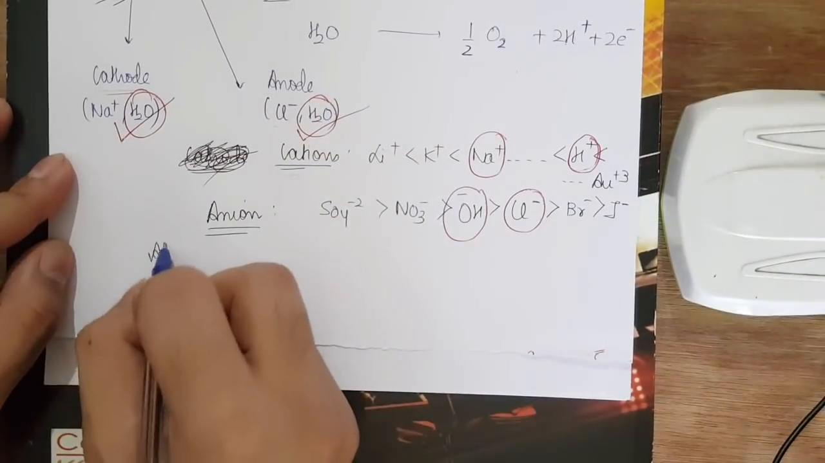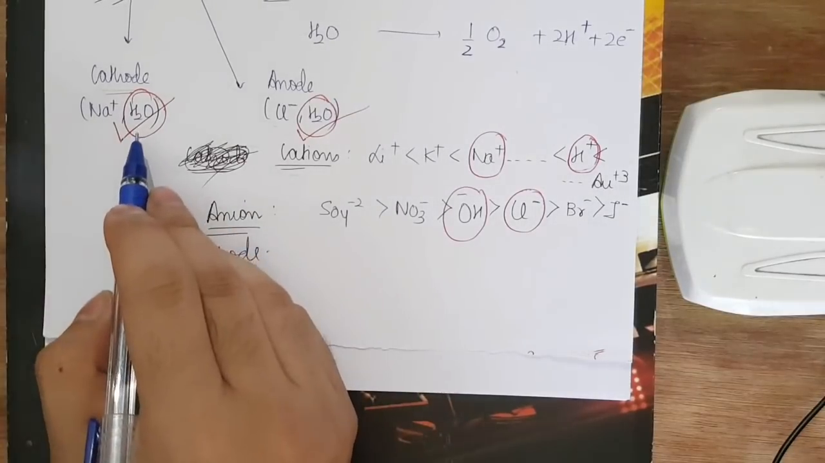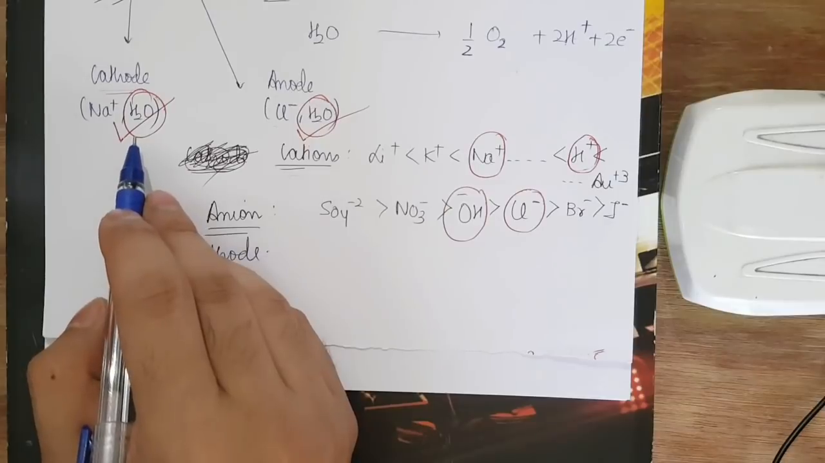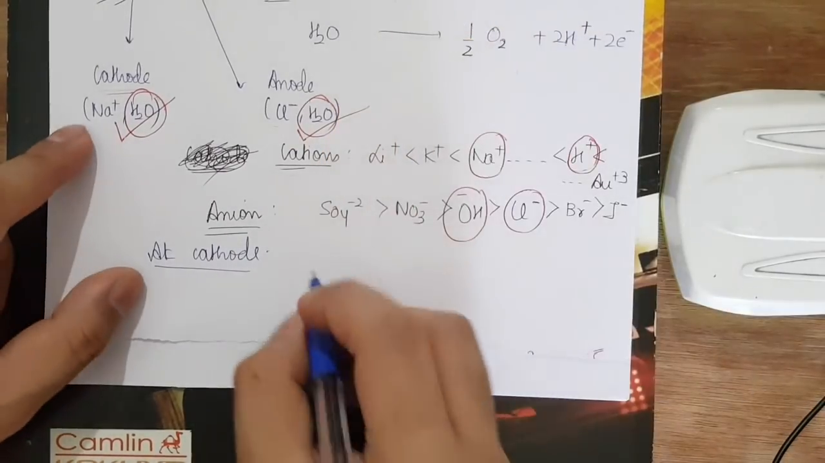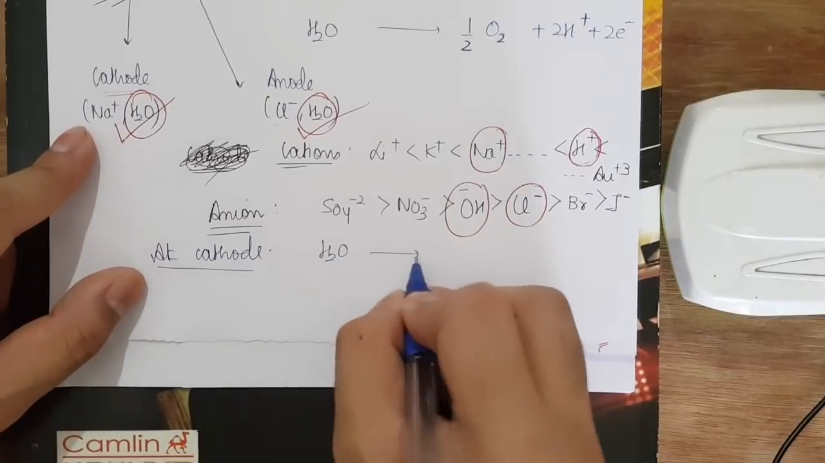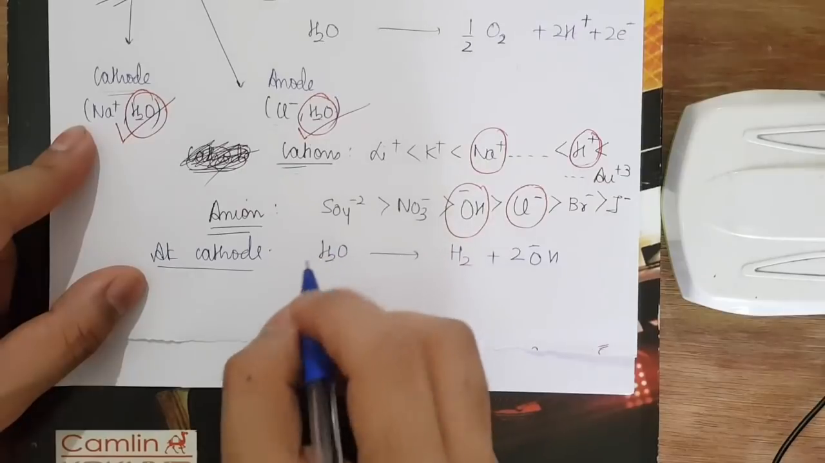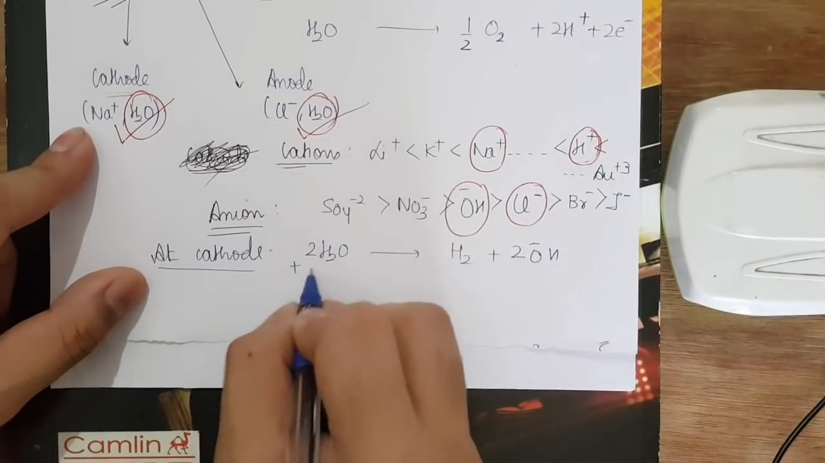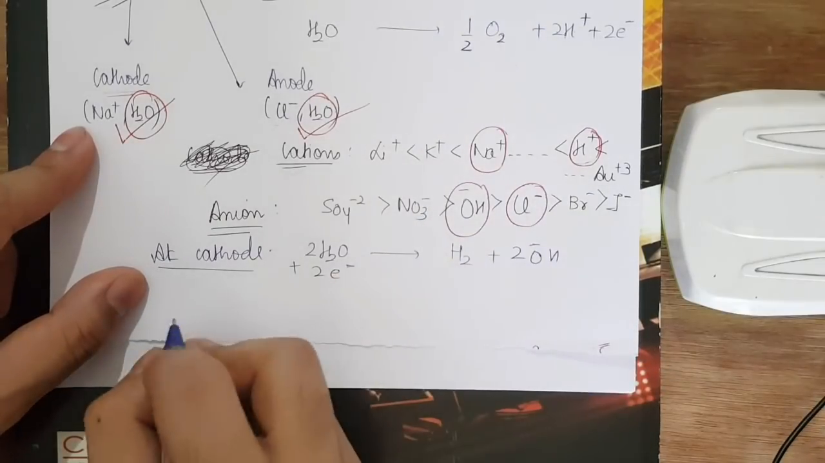So at the cathode, which reaction would be occurring? H2O reaction would be occurring. So how H2O dissociates at the cathode has been mentioned here. So it would go as H2O would give me H2 plus OH minus, balance it out, we get 2H2O, 2OH minus is balanced by 2 electrons. So this is the equation which is happening at the cathode.